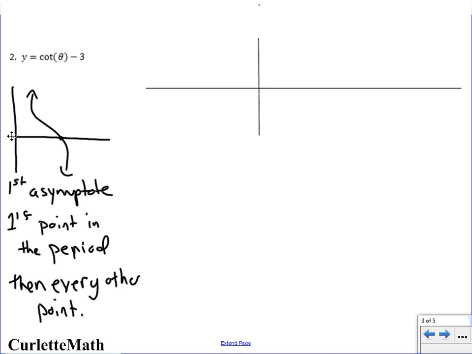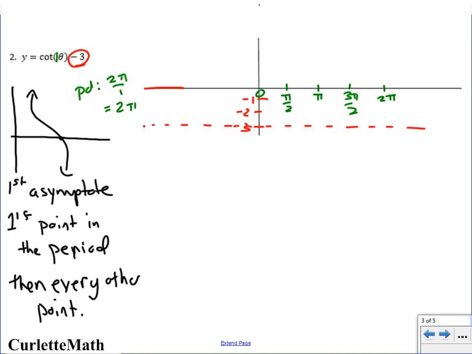Now, let's find out what our period and our vertical shift is going to be here. The number in front of theta is 1, so for our period, we'll have 2 pi divided by 1, so the period is just 2 pi. So I have 0, pi over 2, pi, 3 pi over 2, and 2 pi. Now remember, we have a vertical shift where our line was here at the origin, but now it's got to go down 1, 2, and 3. So we'll have a vertical shift of down 3.